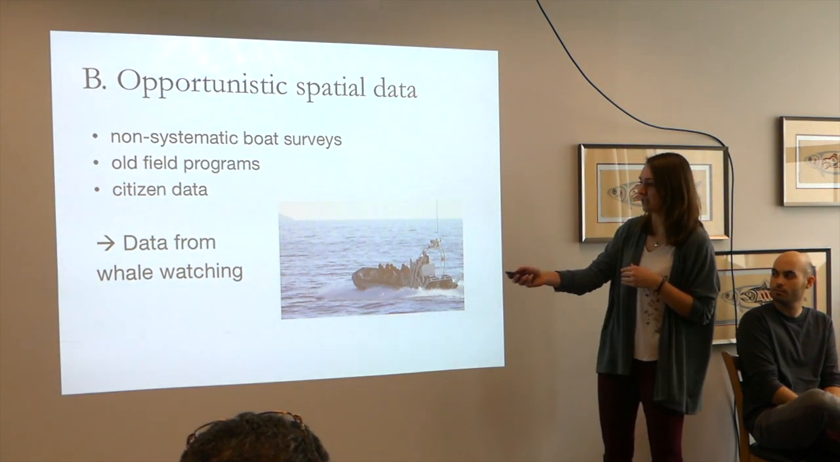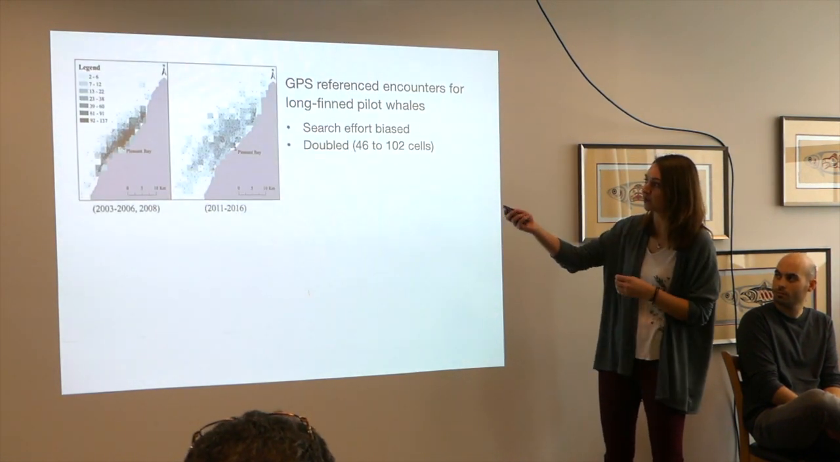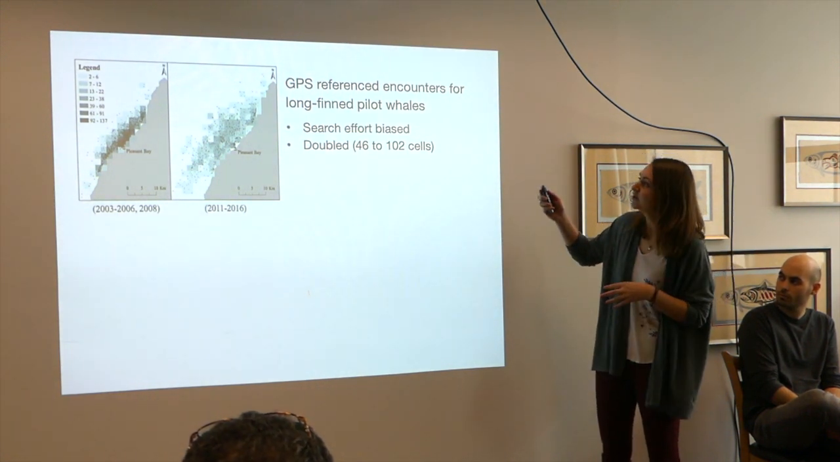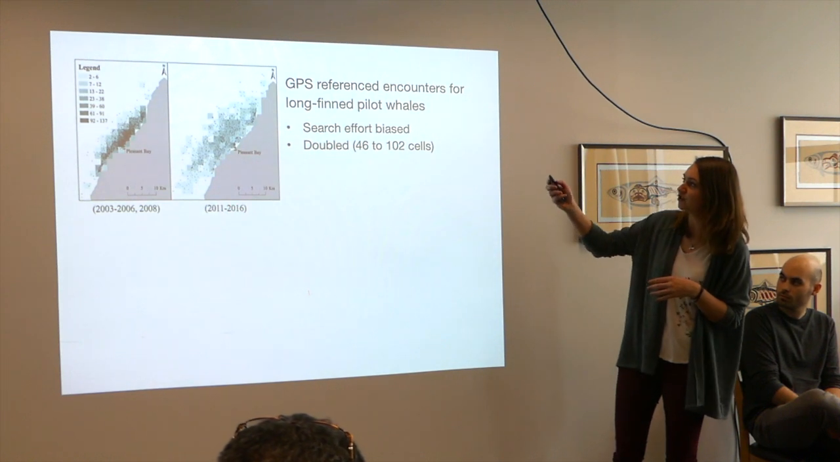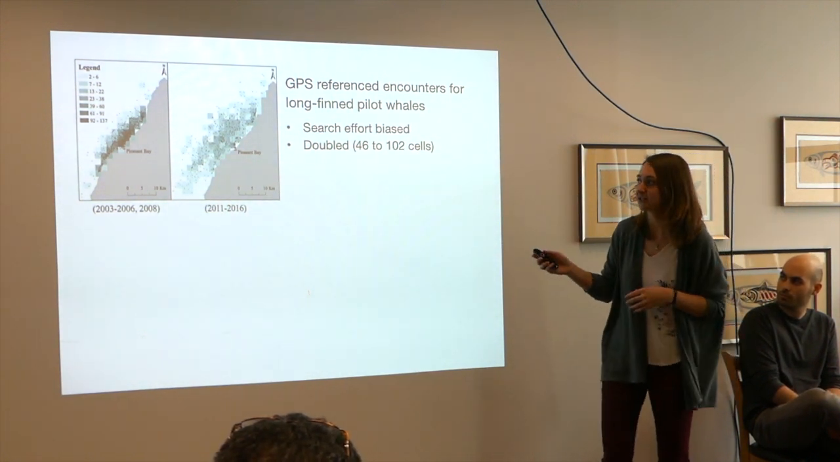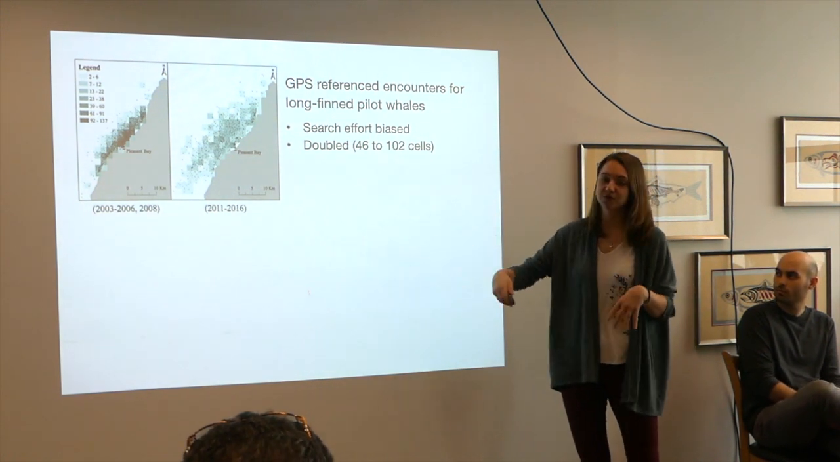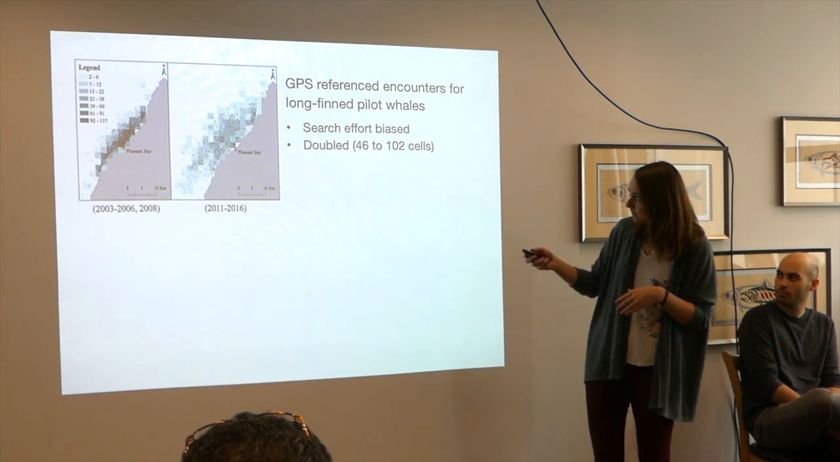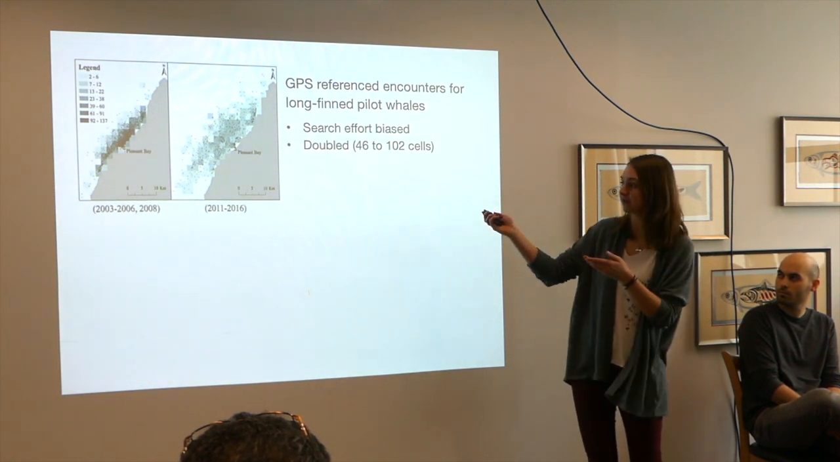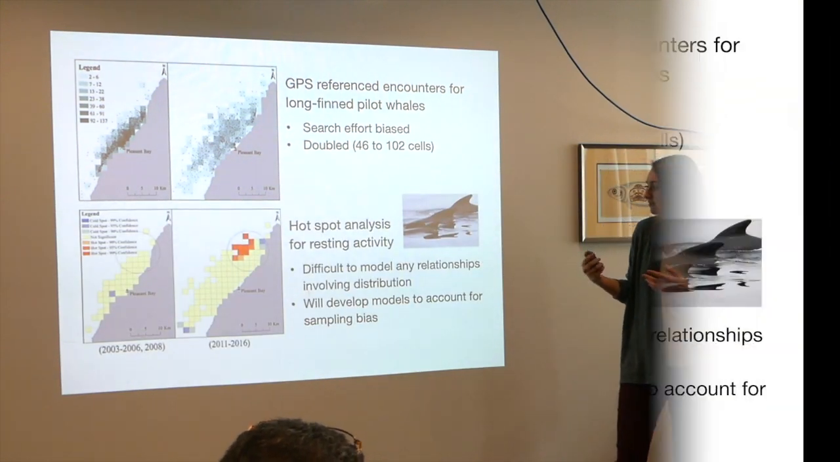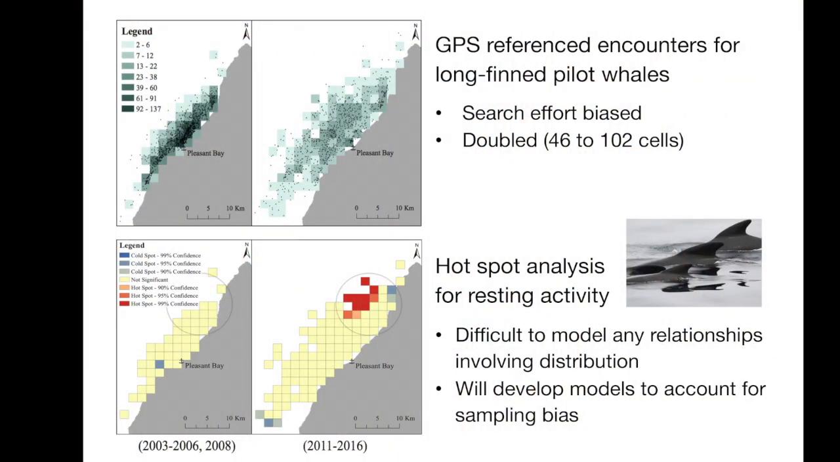So for an example, we're going to take data from whale watching. So this is what Marie and I worked on out in Halifax. But you can see from the GPS reference encounters with longfin pilot whales that there's a search effort bias. So in later years, the boats were traveling and searching a lot further offshore than in earlier years. So this actually has doubled with dividing the years this way. And it kind of makes it difficult to model relationships that involve distribution and how they've changed through time.